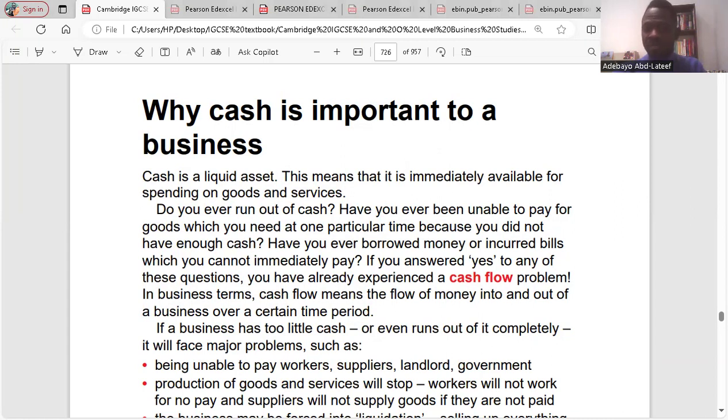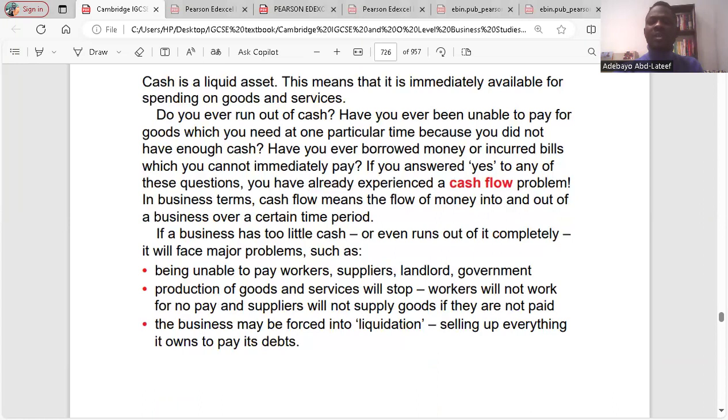In business terms, cash flow means the flow of money into and out of the business over a certain time period. So an individual or a business would have encountered a cash flow problem if it finds it difficult to pay for certain goods and services as and when due. If a business has too little cash, or even runs out of it completely, it will face major problems. So what are the problems you could face when you run out of cash?